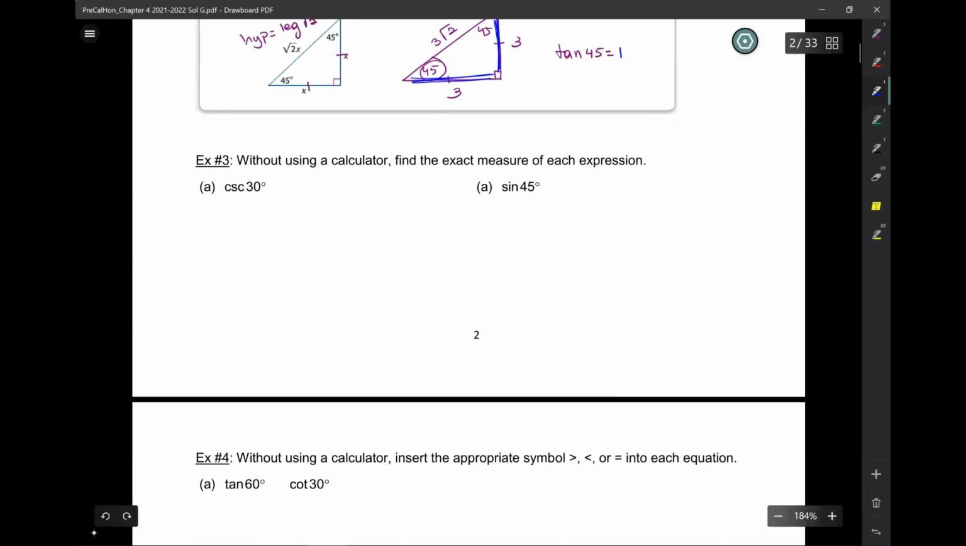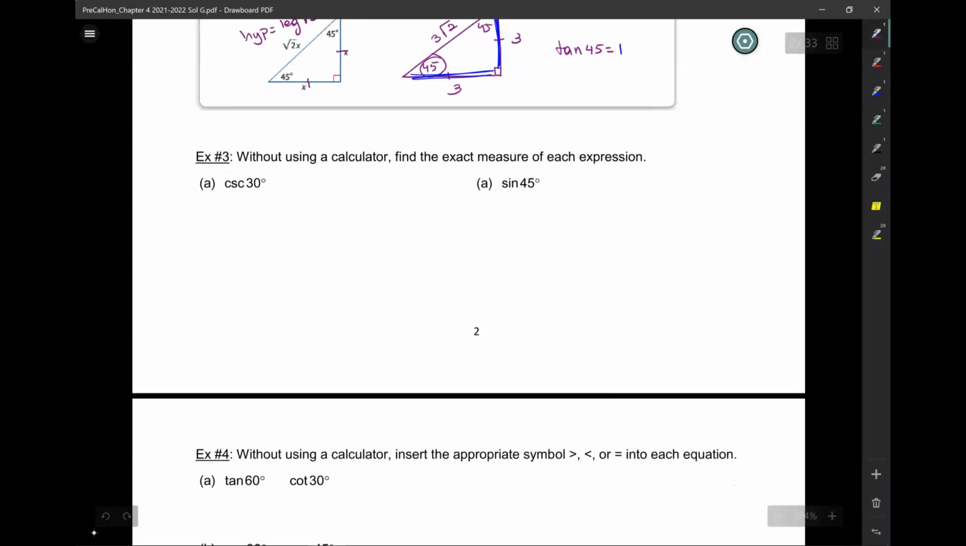So here we go. Without using a calculator, do this. So we need to find the cosecant of 30. By the time we're done with chapter 4, you'll just know them. But for now, let's just draw a triangle. That's a 30, 60, 90. And I can do this really quickly, and you will too. 1, root 3, and 2. Okay. Cosecant is what over what? 1 over sine. Right? Or hypotenuse over opposite.